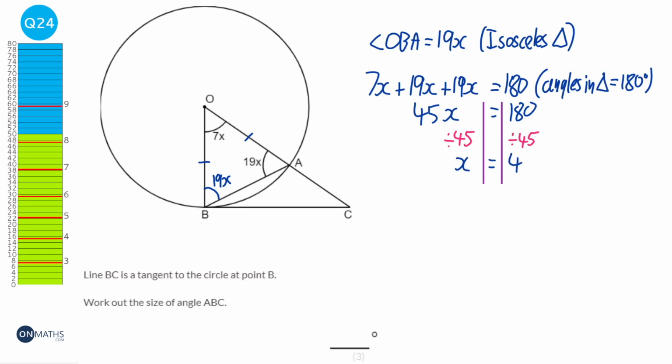Now, we're looking for this angle here. That's angle ABC. Now, there's a few different ways we could do this. We could work out what this angle is, because it's a big triangle, etc. Or we can use the fact that we've got a tangent touching a radius. So we know that this angle here is 90 degrees. So we can write that down. So angle OBC equals 90 degrees, because it's the angle between a tangent and a radius.